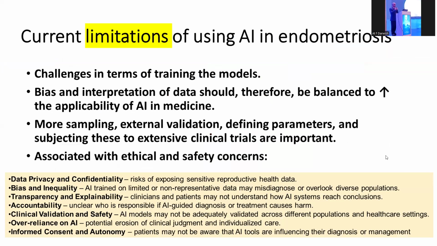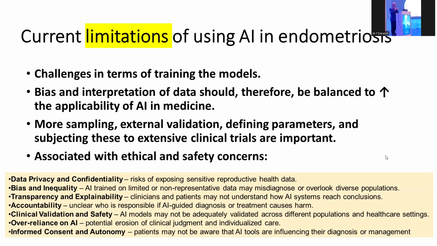So the limitations of using AI in endometriosis are many, including the challenges in terms of training the model, because the data given to these models are insufficient to have an idea about all cases of endometriosis. There is bias and interpretation of data, and this should be balanced by increasing the applicability of AI in medicine, more sampling, external validation, defining parameters, and subjecting these to extensive clinical trials are important.